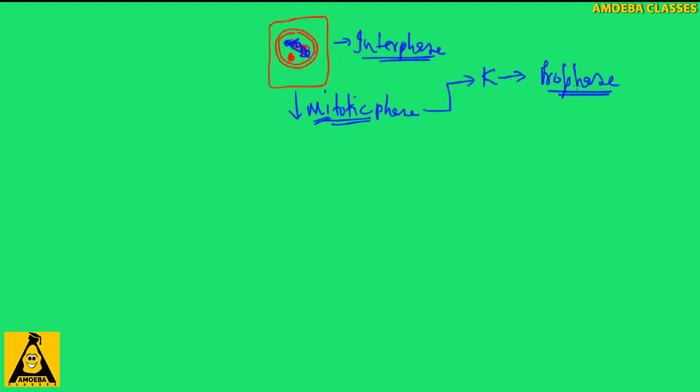prophase. Okay, don't forget, Prime Minister at Amoeba Classes, PMAT. So the very first phase is what? The prophase. Now let's see what will happen in the prophase. So I will not be making the cell membrane. I will be directly showing you with the nuclear membrane.